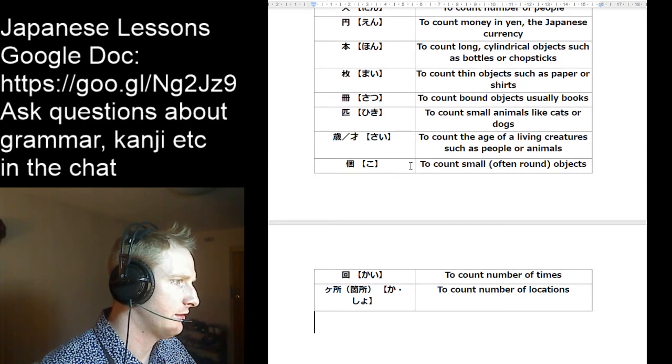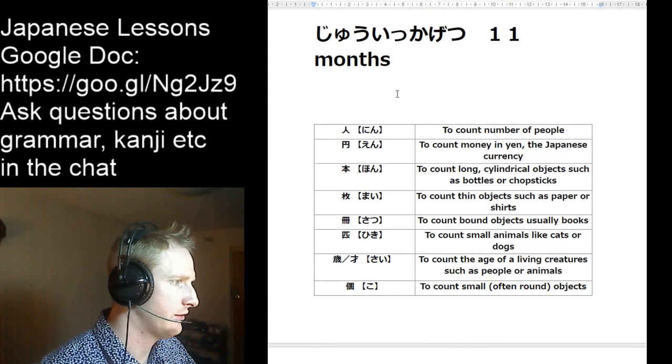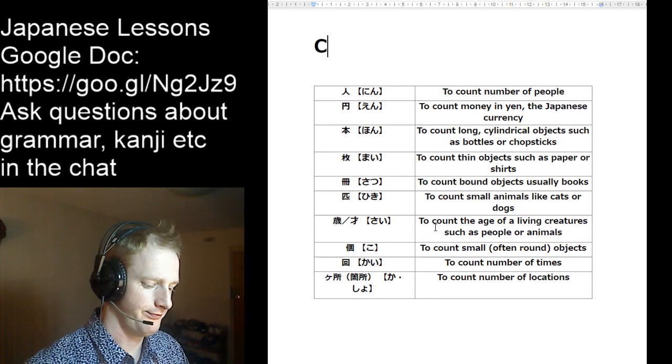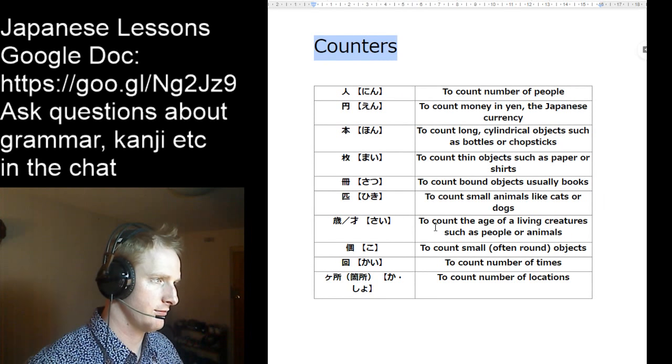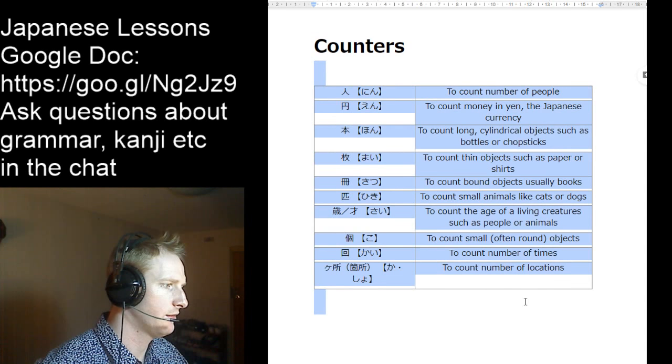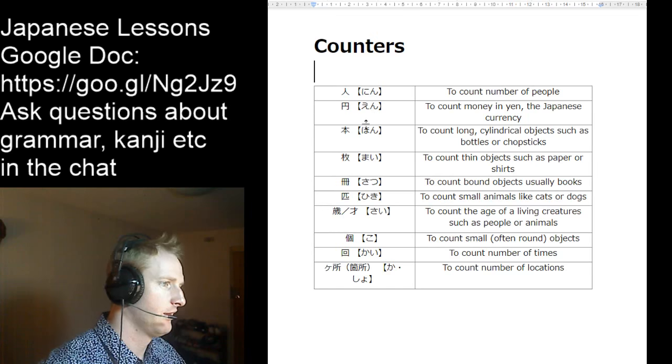And we see we've got certain counters here. I might just put these on a new page. Okay. It's like all in bold, is it? Yeah, it is. Anyway.